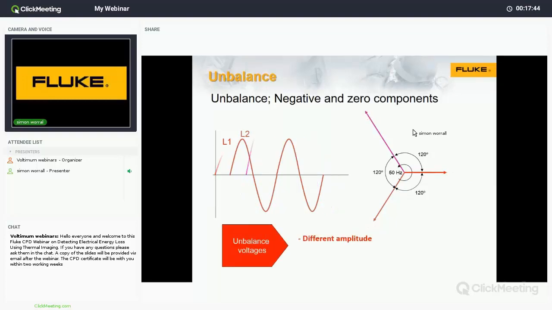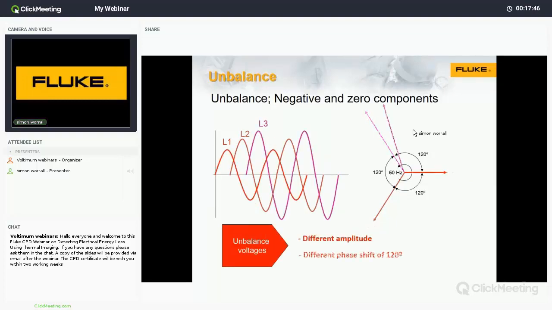But what you can have is different amplitudes, and you can have different phase angles between the actual vectors, the phase of L1, 2, and 3. Each of these will give us an unbalance that we can read as a percentage. And just as an example, on motors, voltage unbalance, the maximum that is allowed is 2%.